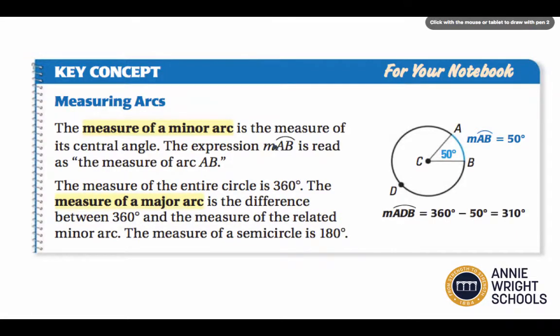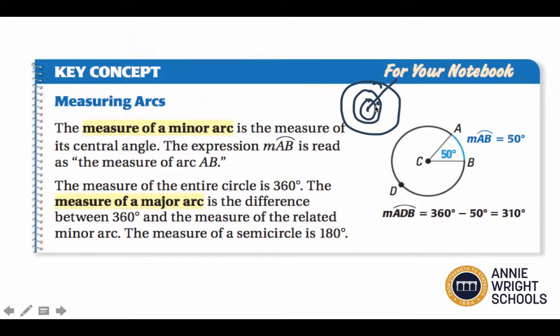How do we measure an arc? You will hear me say this 100 times. The measure of an arc is the measure of its central angle. The major arc has a minor arc associated with it, and the measure of the major arc is 360 minus the measure of the minor arc. So in this case, if we know the measure of arc AB is 50 degrees, then the measure of arc ADB is 310 degrees.